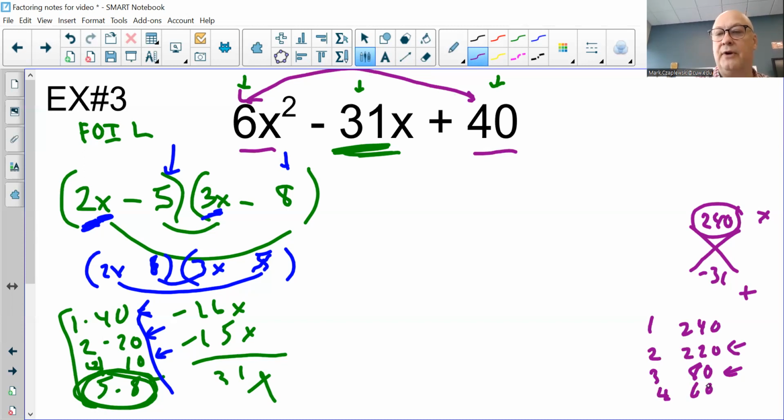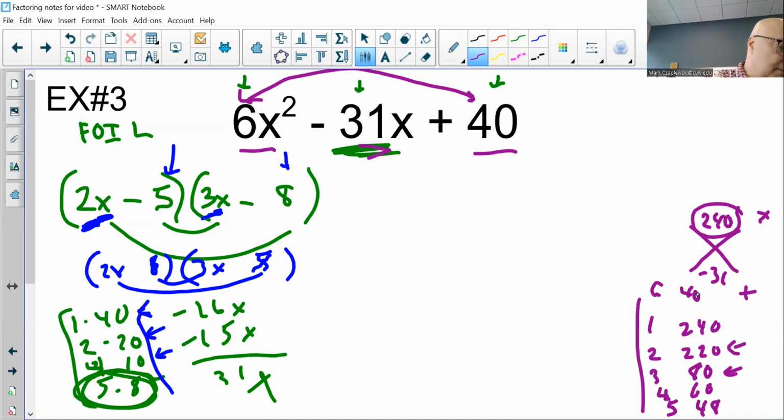Now I still don't get 31. I know it ends in a 0, so I know that a 5 goes in there. So 5 and 48. 5 minus 48 is 43. I'm really close to 31. So how about 6? 6 and 40. I'm going to have to make a new list. I'm running out of room here. 6 and 40, if you subtract them, that gives you 34. Oh, I'm not there yet.